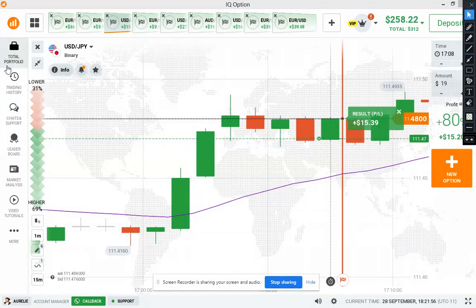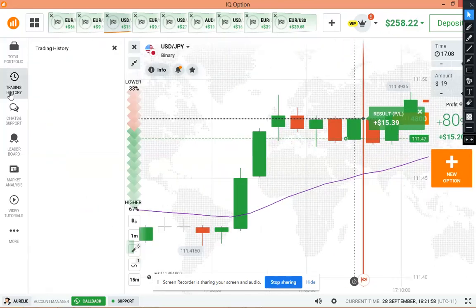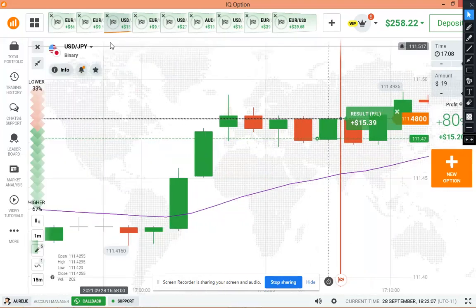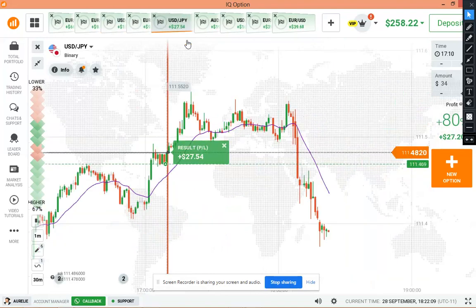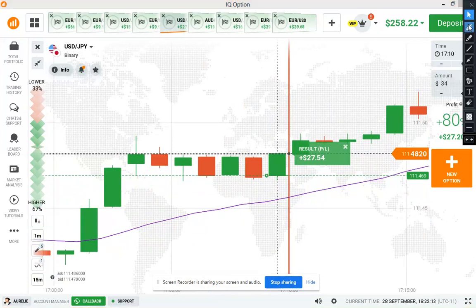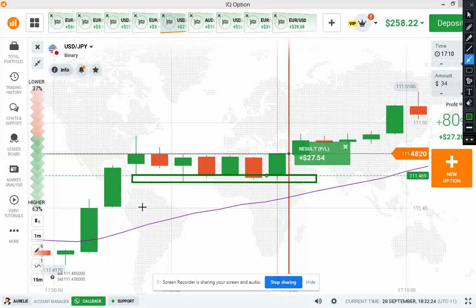Okay. Then the second trade, still on USD JPY, I think 17:10. So like I said before, these are the levels where the buyers are entering the market. Getting rejection, sellers try to go down and get rejection from buyers. This is the level. So here, rejection, buyers entered.